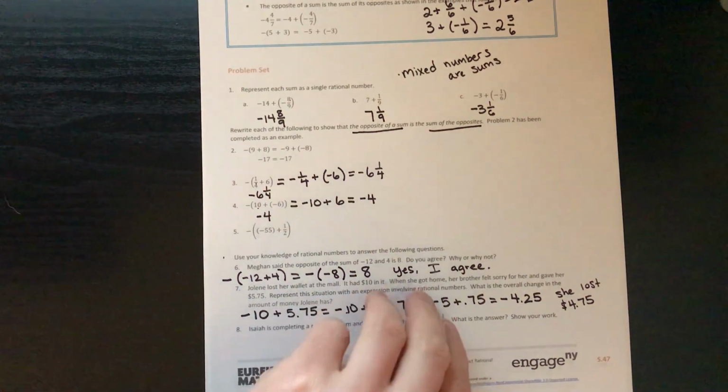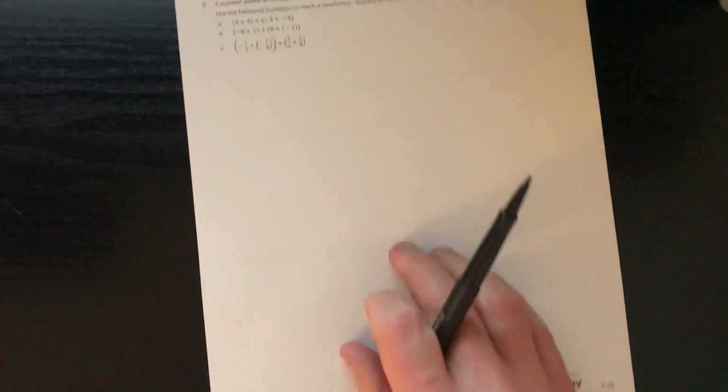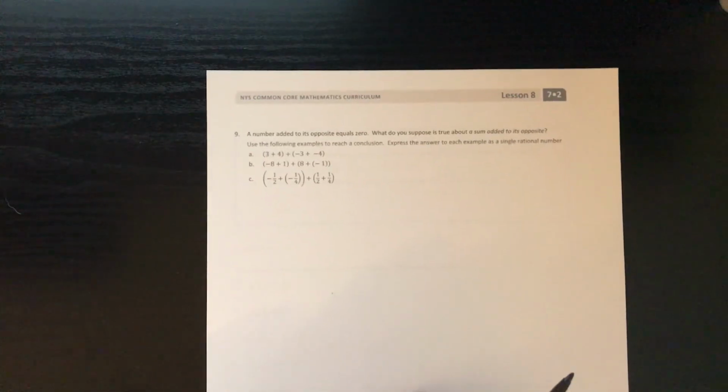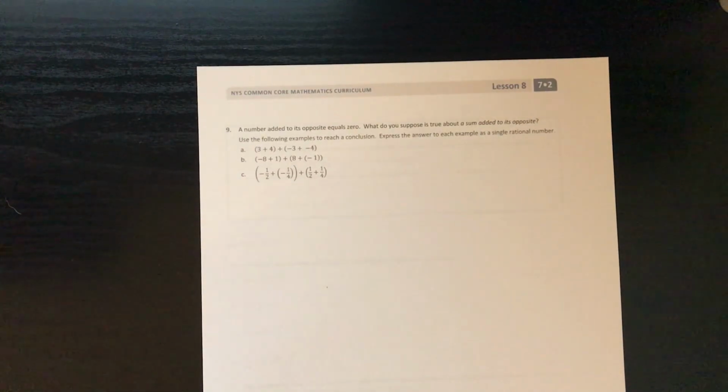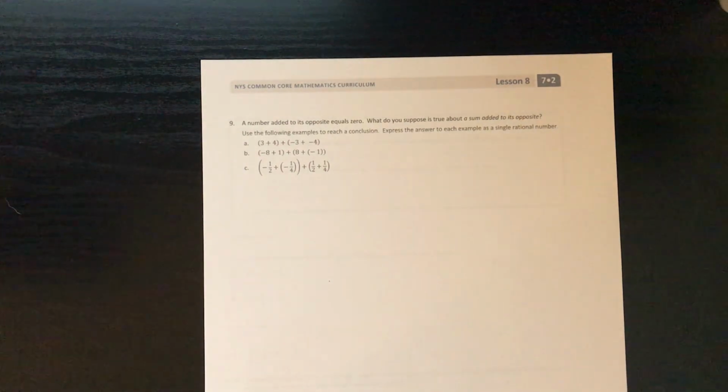I'm going to leave number 8 to you to do without my help. So let's look at number 9. It says a number added to its opposite, which is the same as an additive inverse, equals 0. What do you suppose is true about a sum added to its opposite? Use the following examples to reach a conclusion.